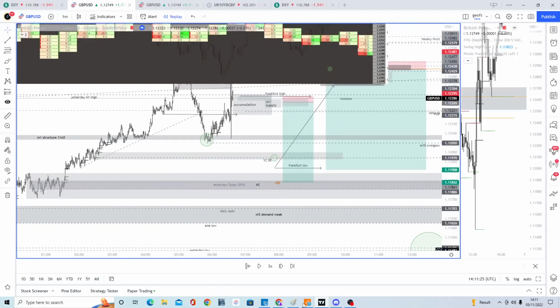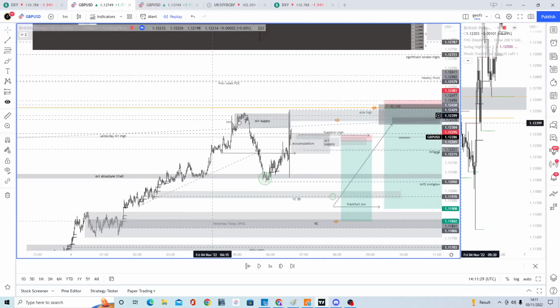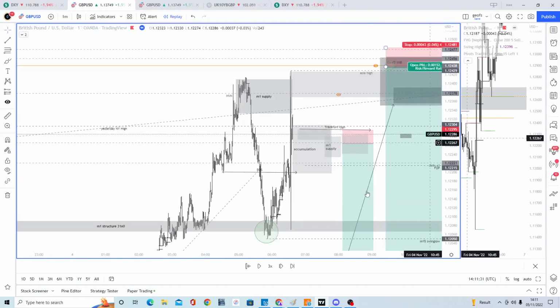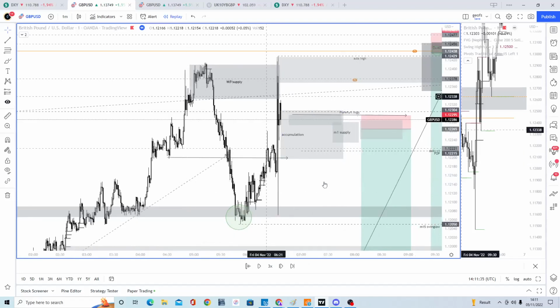Now, get this out of the way for a second. So our markups are done. If this looks a bit messy, apologies, but it'll all become very clear soon. So let's press play and see what happens. This is replay mode and we're at 6:30. Okay, what we noticed is this M1 uptrend.